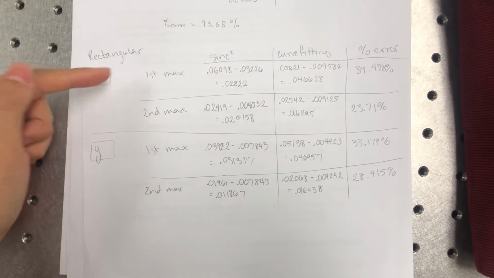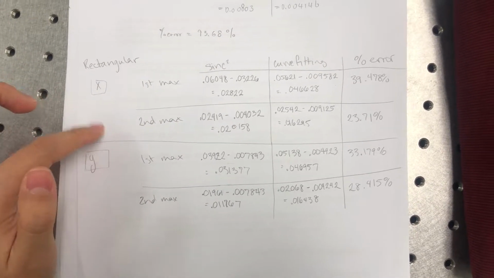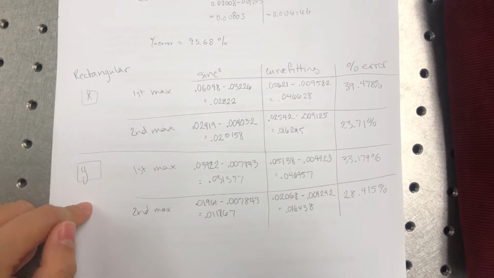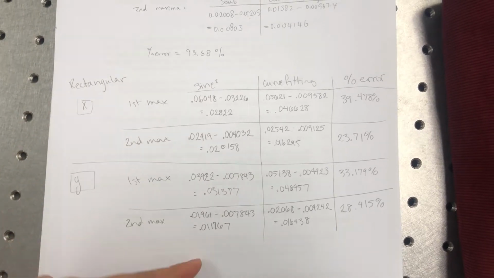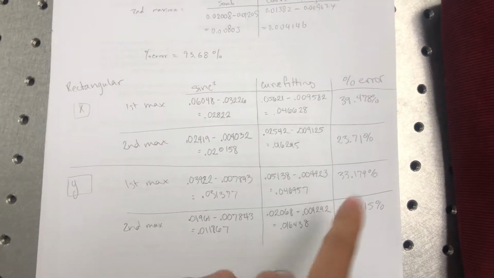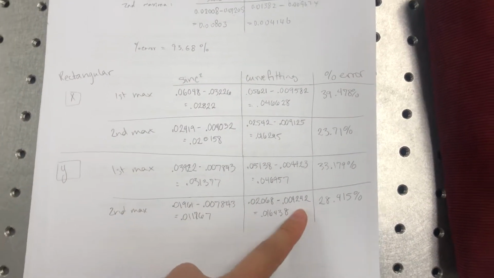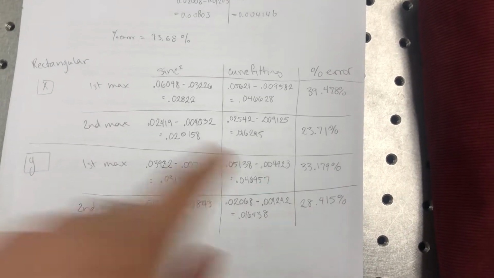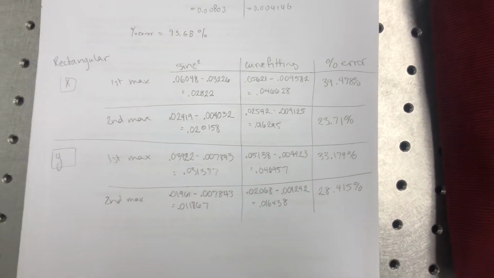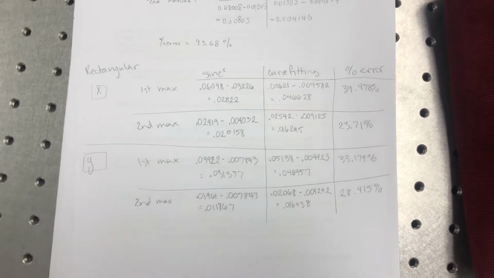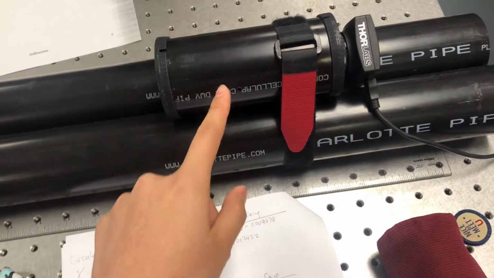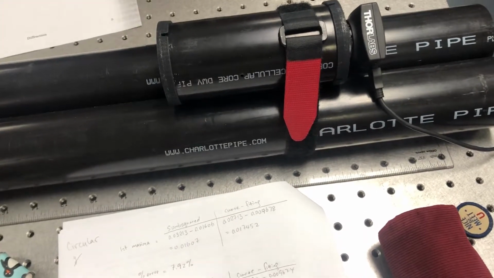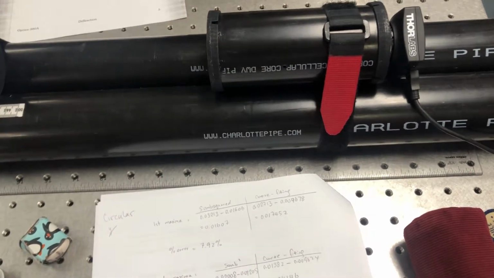And we measure the first and second maximum in x and y directions. And these are numbers from the sinc squared functions. And these are the percent errors. Percent errors are around 20% to 30%, which is consistent. And we can predict the error might be due to the camera not being on axis, or because we are not exactly in the Fraunhofer region.